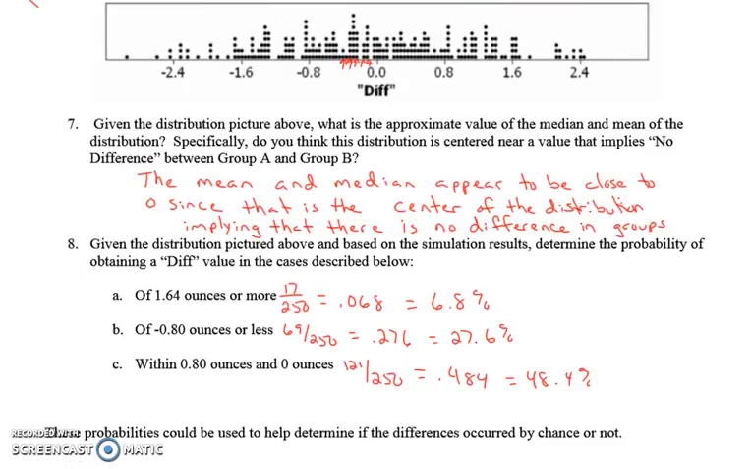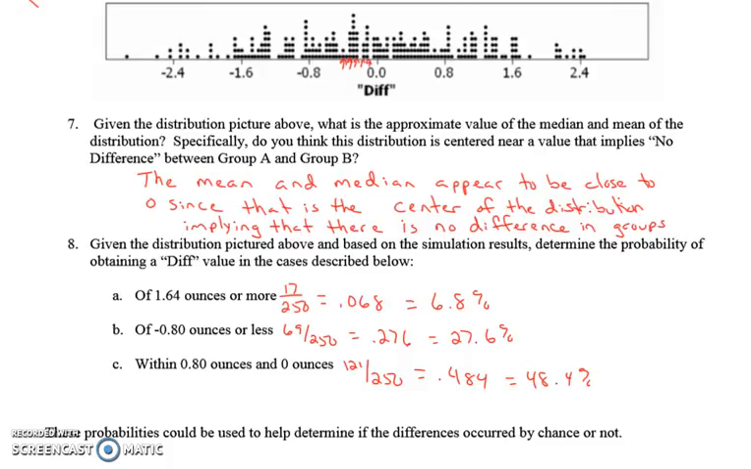Okay, now number 7, I wouldn't think you'd have too much of a problem with. You should have stated that the mean and the median appear to be close to 0. Maybe you might have said a little bit off from that, because basically 0 is at the center of the data. Don't look at the number line. The center of the data seems to be around 0, maybe a little bit less than 0, you might have said, which is fine. Somewhere between 0 and negative 0.8.